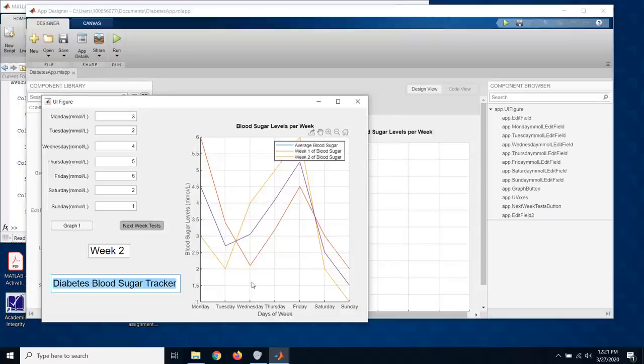So if this was a person and they plotted their blood sugar level, they could see, oh, maybe on Wednesdays they're eating something different. They have a specific diet plan, and on Wednesdays their blood sugar is really low, so they need to increase their sugar levels on Wednesday. And it can help people with diabetes, type 1, type 2, type 3. And yeah, that's pretty much it.